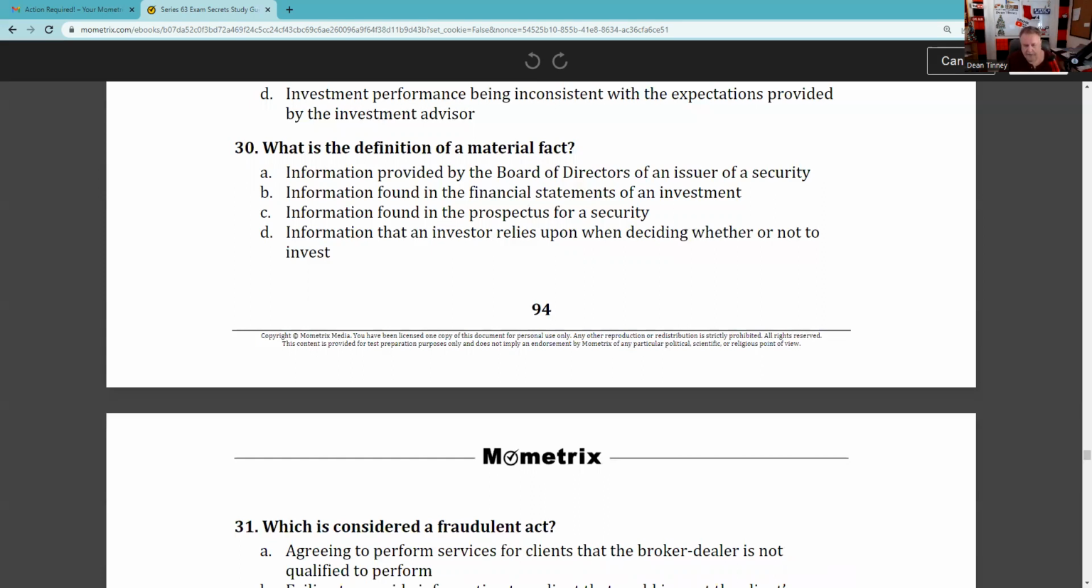Information provided by the board of directors of an issuer of a security? No. Information found in financial statements of an investment? No. Information found in the prospectus for a security? No. Information that an investor relies upon on whether or not to invest? Ding, ding, ding. So it's D.